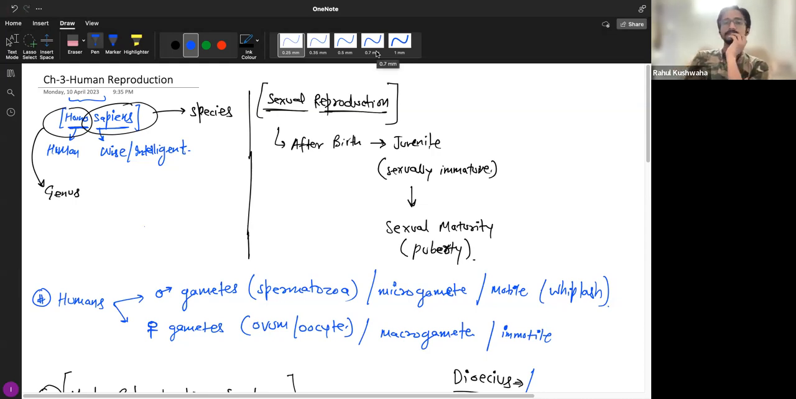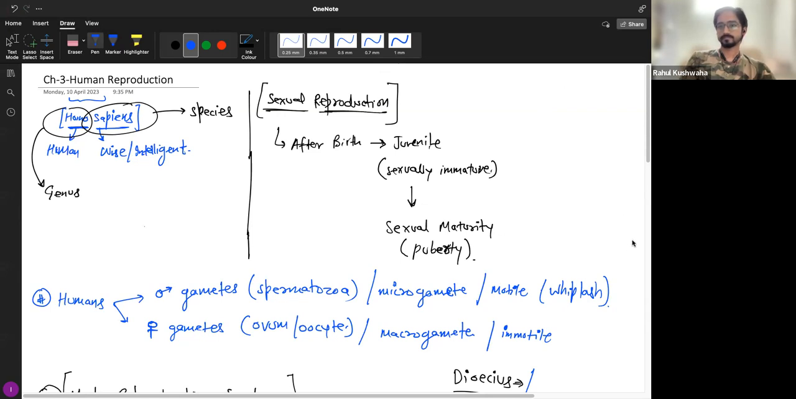Then there are two types of gametes. In males it is spermatozoa, and in females it is oocytes. Spermatozoa is a microgamete, and oocyte is a macrogamete. Then we discussed the male reproductive system.